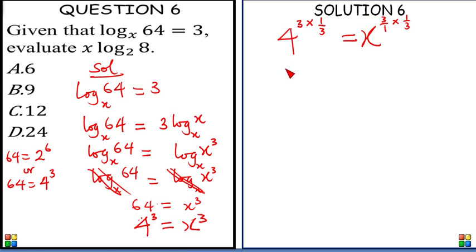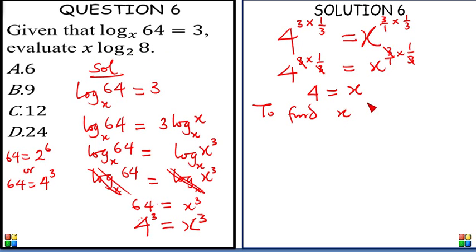3 cancels 3 there. 3 divides 3. And over here we have times 1 over 3. 3 also divides 3. At the end of the day we are left with 4 is equal to x. x is 4. But really, we're not asked to find x. We're asked to find x log 8 base 2. So let's move on to find x log 8 base 2.